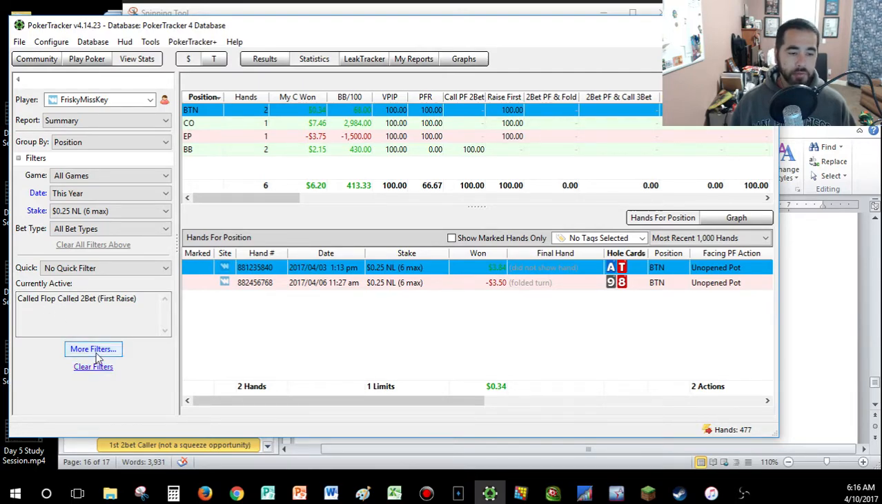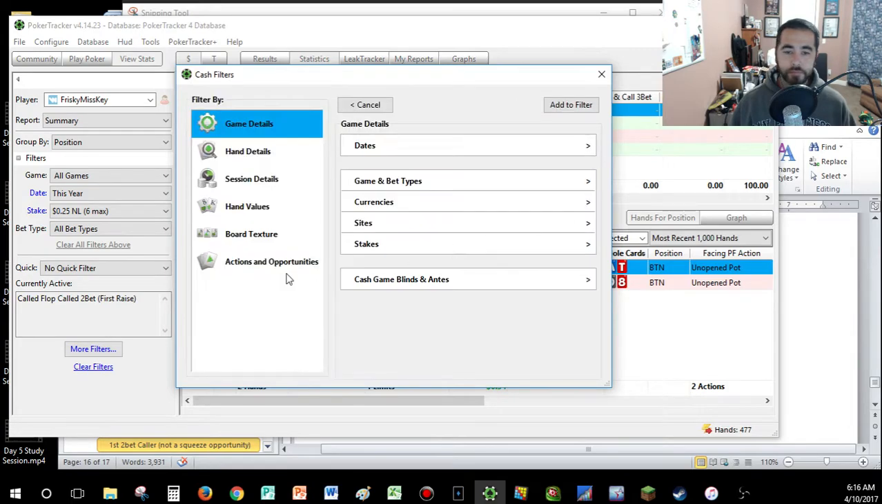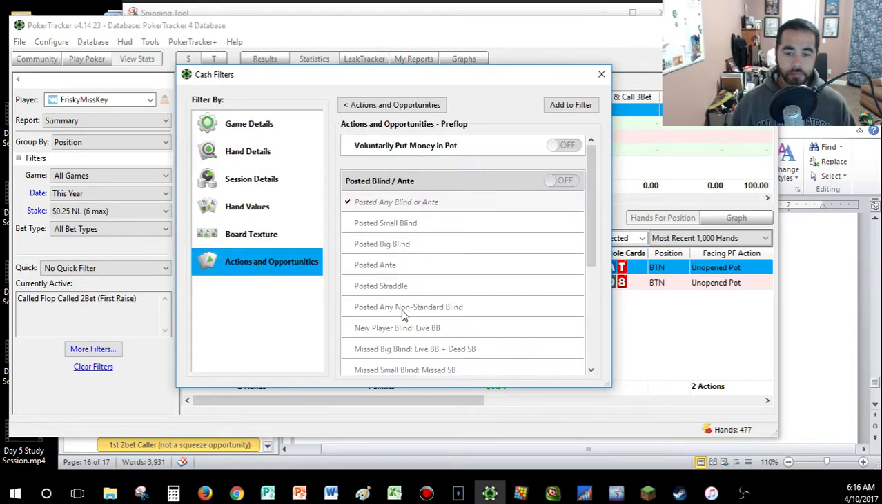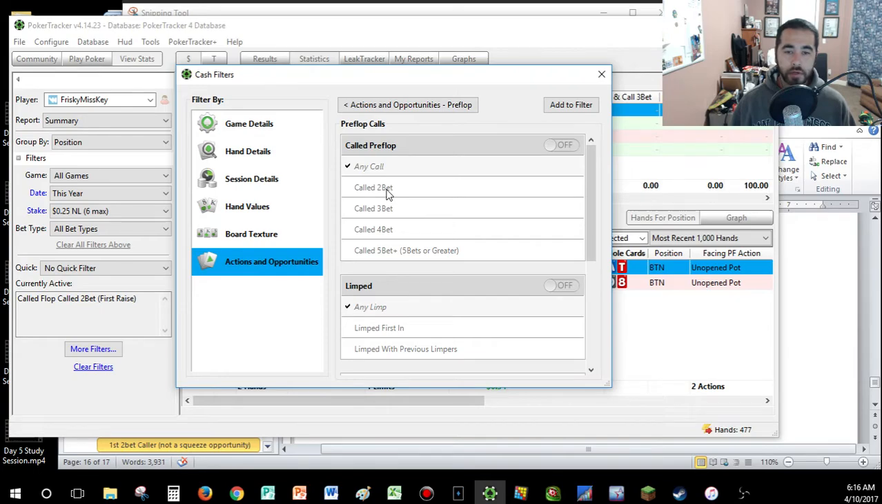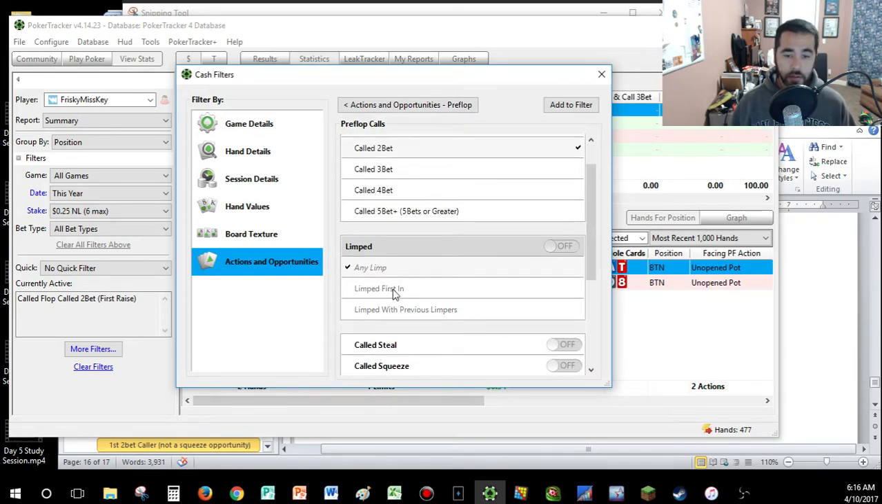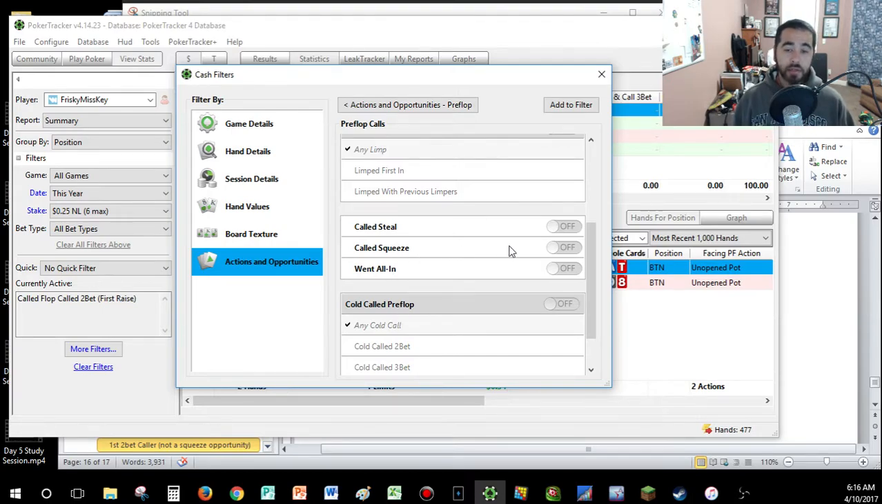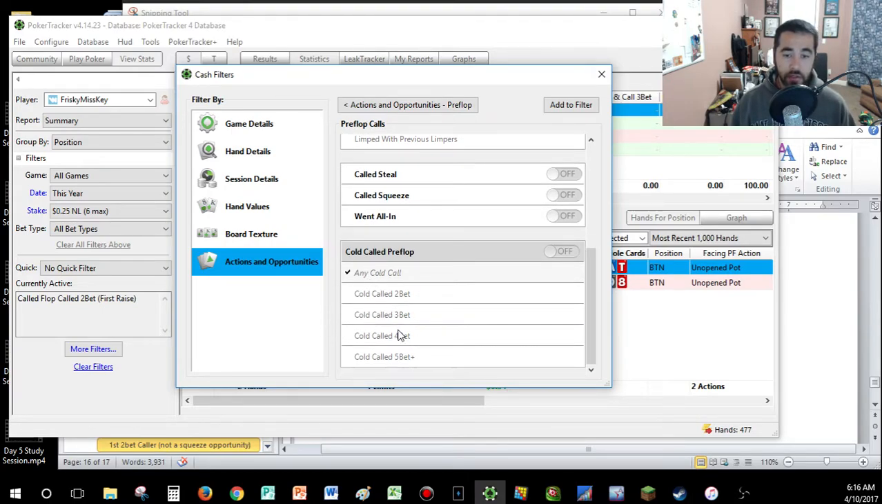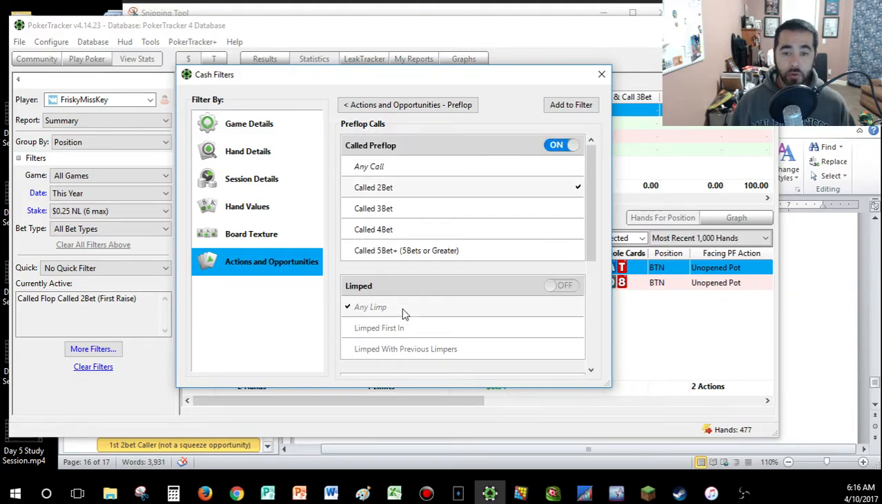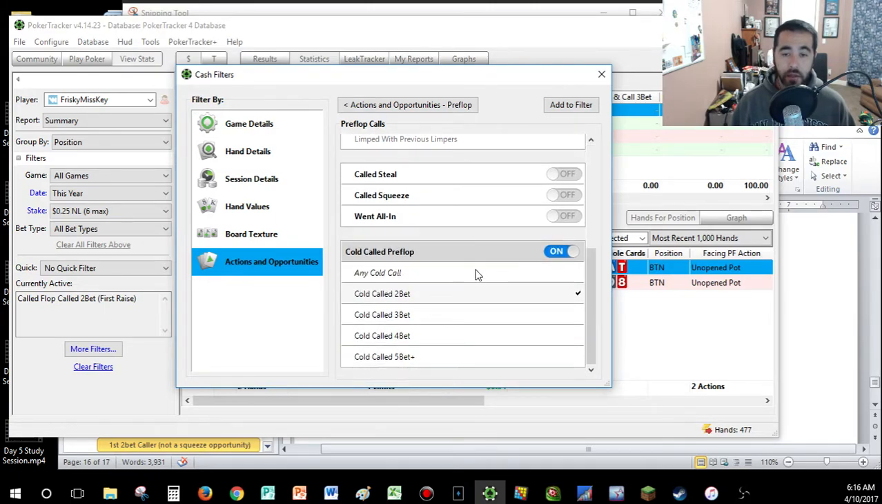Oh, called on the flop. Gosh darn it. Preflop calls, called the 2-bet right there. If you want to see particularly called the squeeze, you can look at that. Cold called a 2-bet. If you want to look at just cold calling, I prefer just calling a 2-bet so I can see what happens out of the blinds as well.